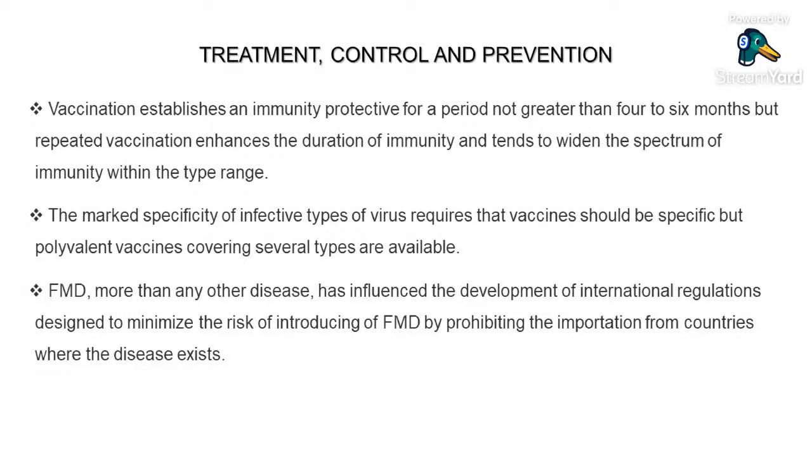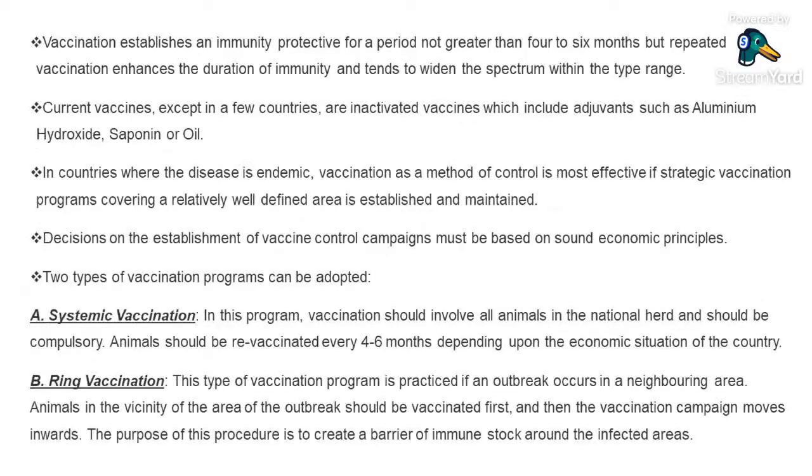And other things are likewise, like other diseases, it has influenced development of international regulations by prohibiting importation, so the disease exists, so we have to keep in mind these important things. And vaccination, we have already told you, it gives protection for 4 to 6 months only. And the current vaccines which we are using are inactivated vaccines which contain adjuvants like aluminum hydroxide, saponin or oil. These are the adjuvants which we are using.